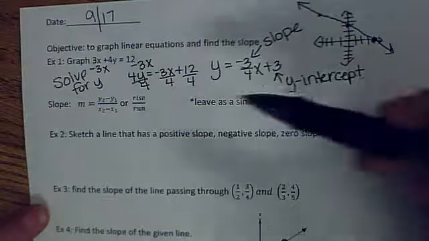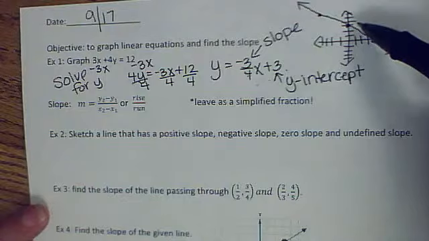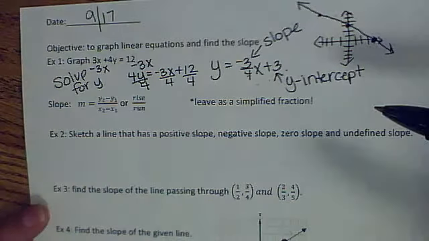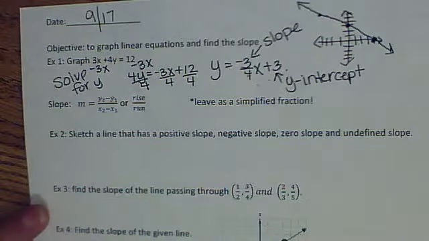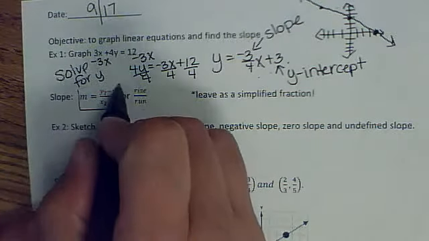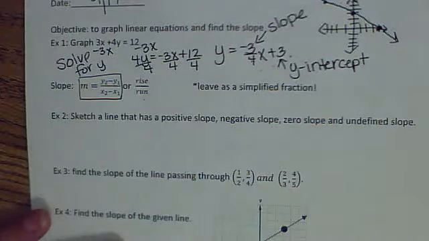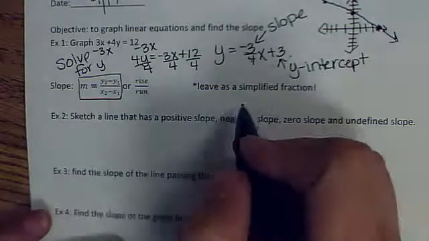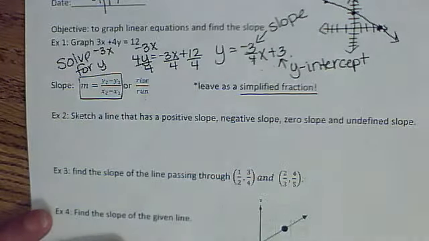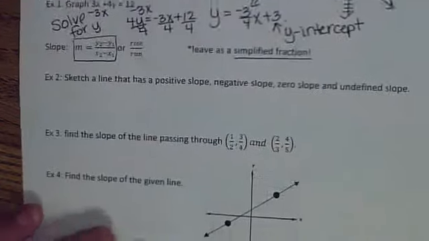So to graph linear equations, you solve for y, get it so it's y equals mx plus b. Start with your b, then move according to your m. So slope, I said, was rise over run, but there's also a formula. m equals y2 minus y1 over x2 minus x1. That means second y minus first y, second x minus first x. And you always leave it as a simplified fraction. You don't usually write slope as decimals or mixed numbers.